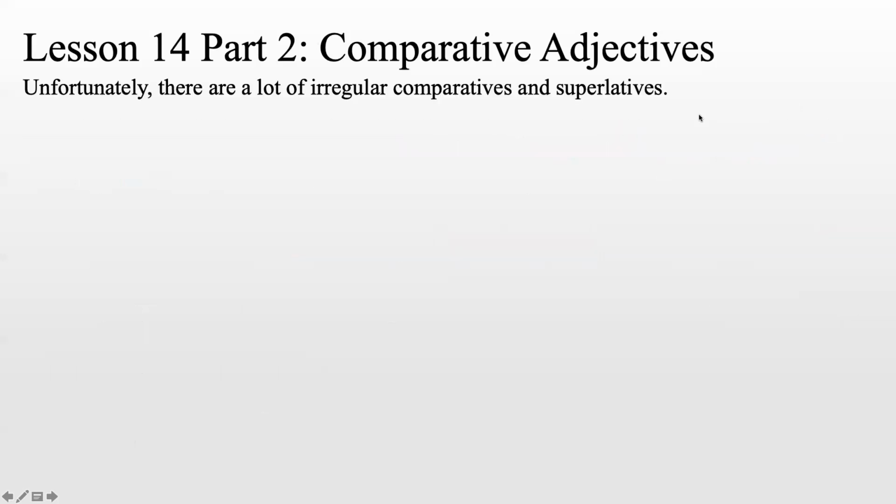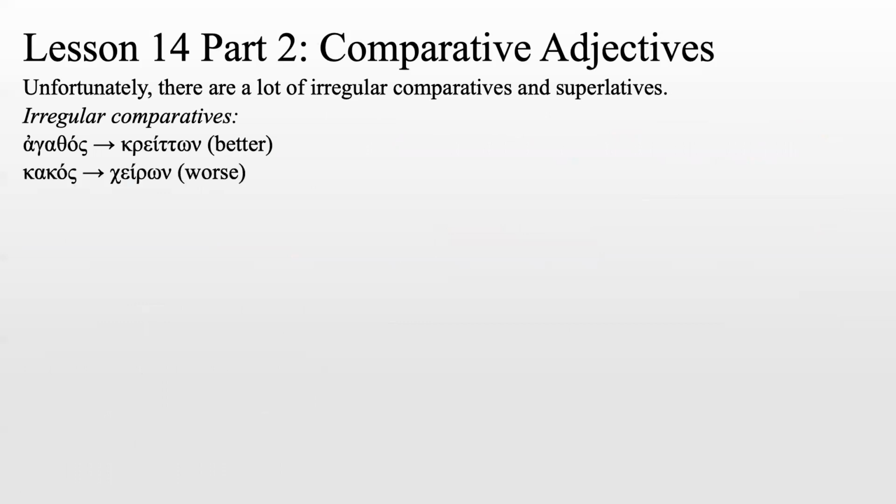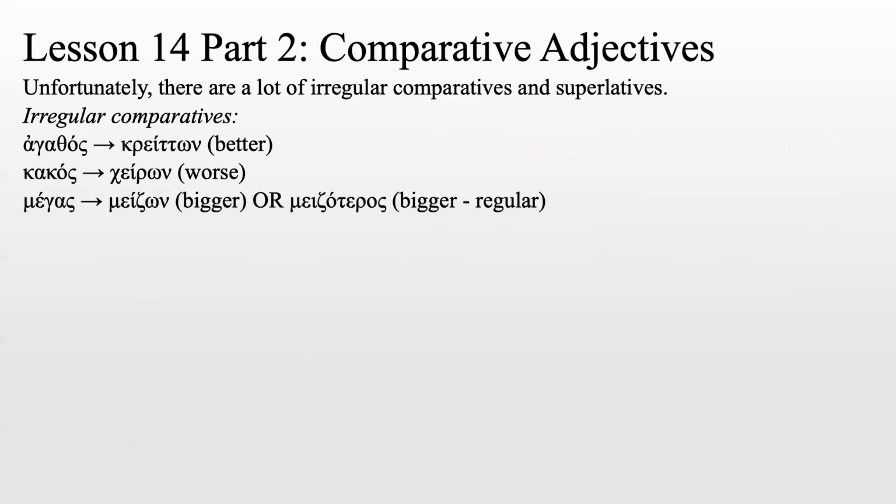Now, as I said, unfortunately, there are a lot of irregular comparatives and superlatives. So here are some irregular comparatives. Agathos also often becomes kraton, which means better. Kakos becomes kairon, which means worse.